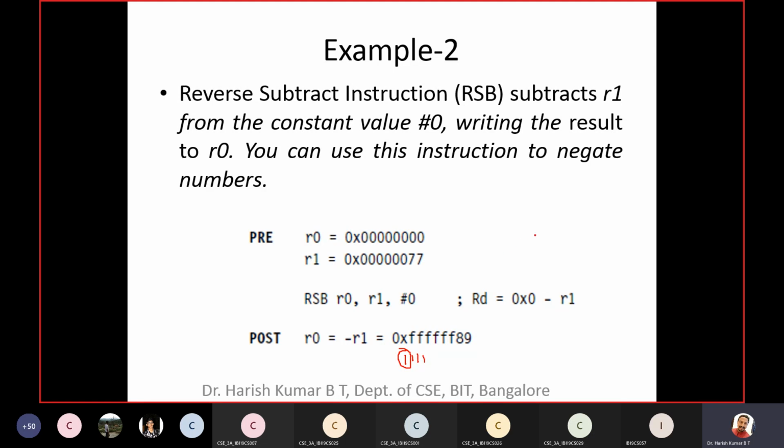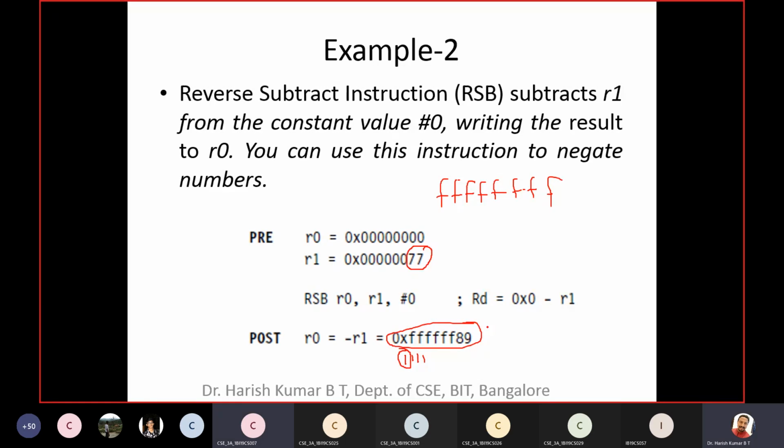Now, what is the maximum value that you can write into the register? F. Eight Fs. From these eight Fs, you count back 77 times. Whatever you get is this value. Hope you understood.